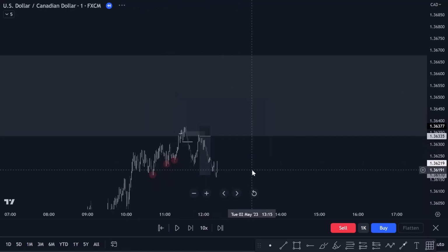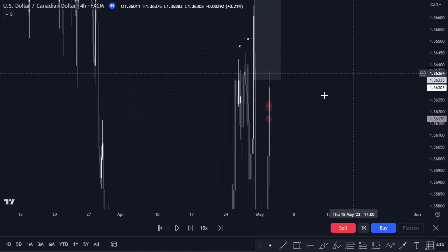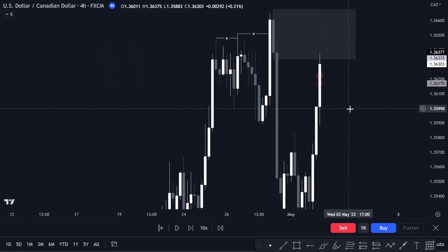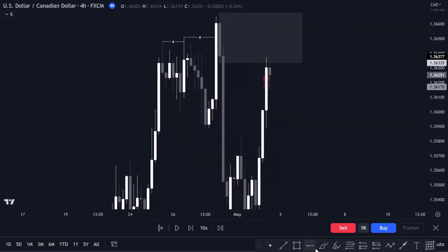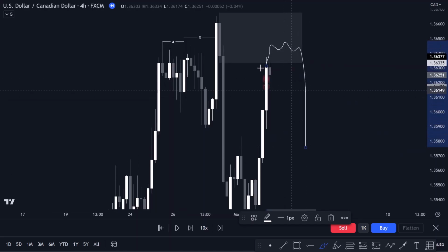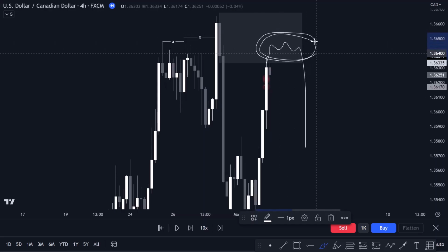Now, if I go to the 4-hour, you will see this. And this doesn't happen always, okay? You will see this reaction. It doesn't happen always. Most of the time, what's going to happen is price will go deep inside the point of interest and come down. And it's going to stop a lot of people inside this point of interest.